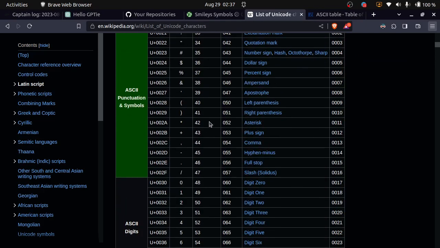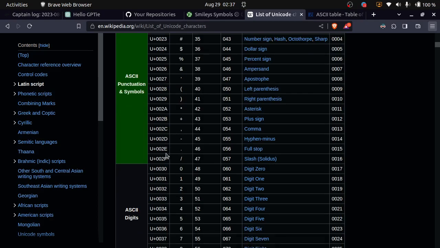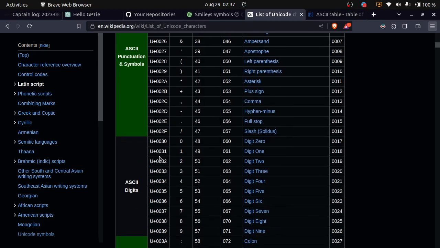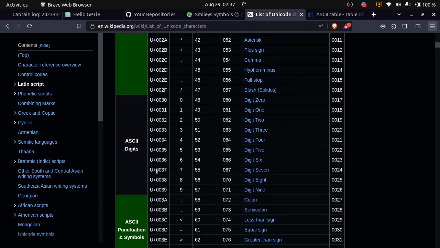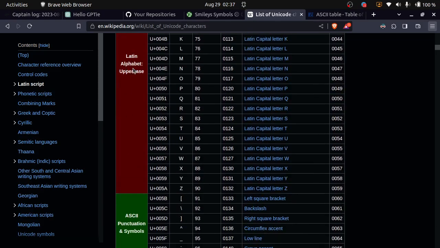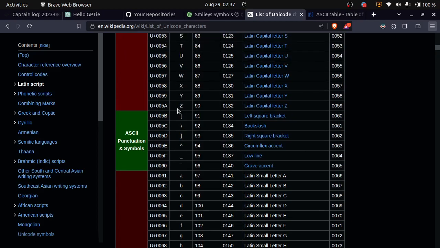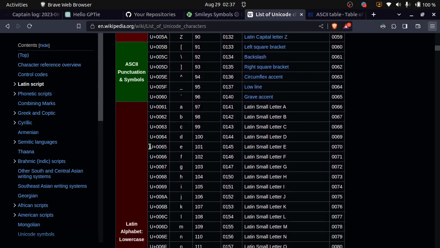Let's now try to encode this. Watch this: 0002E. This is in hexadecimal. They say ASCII punctuation and symbols, which means this recognizes ASCII in a way. ASCII digits, ASCII punctuation and symbols again. Latin alphabet uppercase. You can see Latin alphabets have their own Unicode. And of course, this one was covered by ASCII punctuation and symbols.